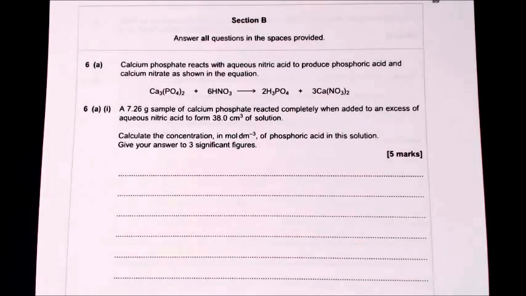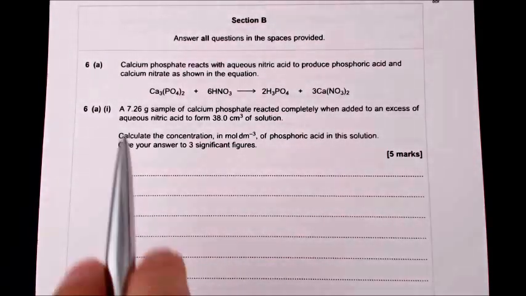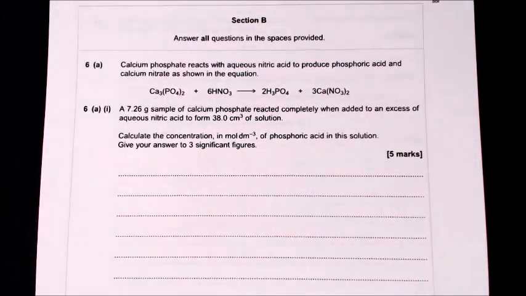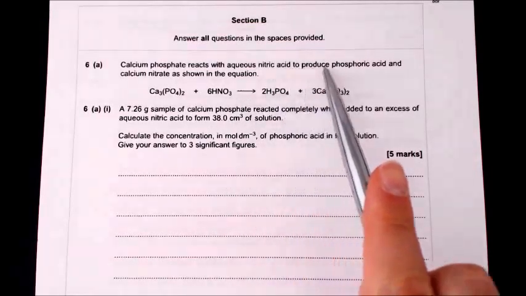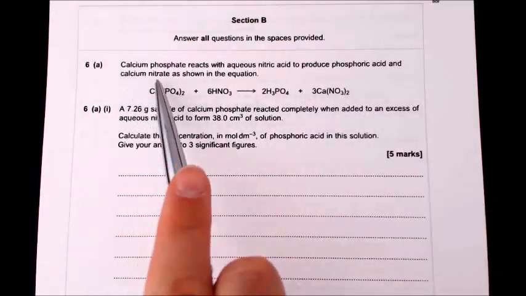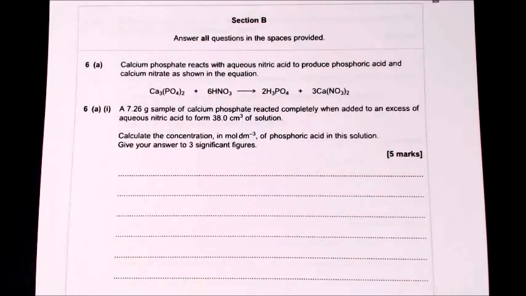Okay, so this question, in this case, question 6, is actually amount of substance. So it's all calculations. There's big marks to get here. You've got to make sure you read the question carefully. So we'll start with this one. Calcium phosphate reacts with aqueous nitric acid to produce phosphoric acid and calcium nitrate as shown in the equation. And you can see they've given us the equation there.